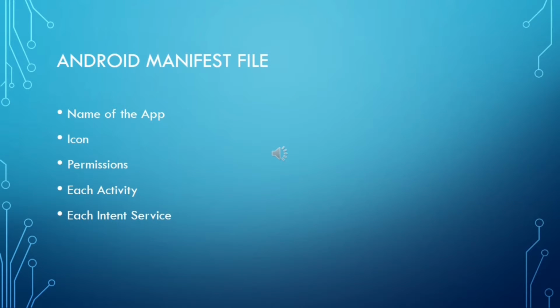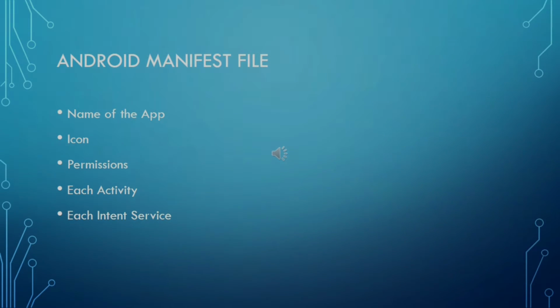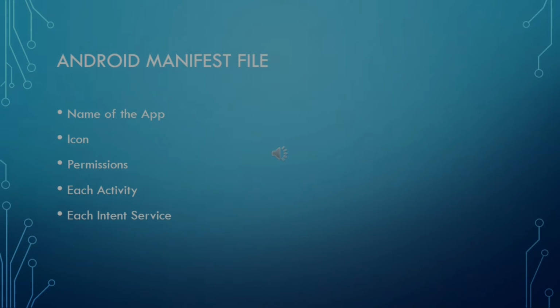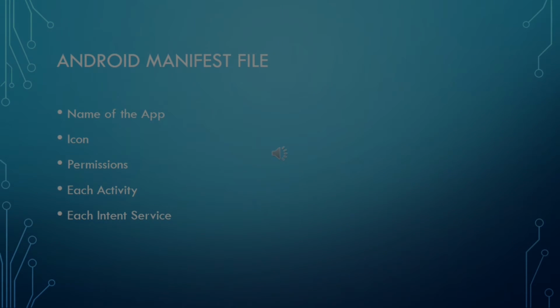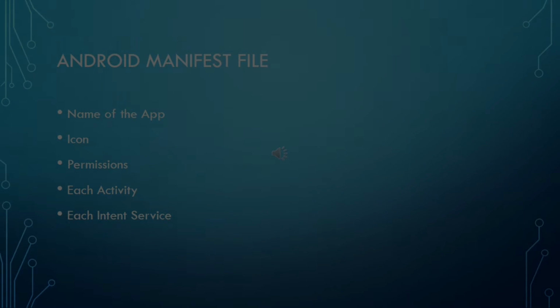The Android manifest file contains important information for every app, including the name of the app, the icon for it, its permissions, each activity included in the app, and each intent service.